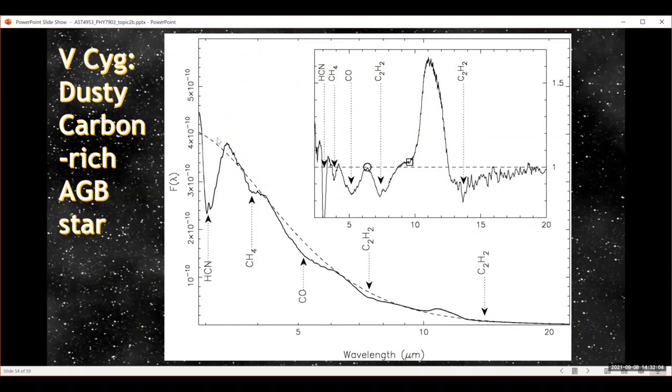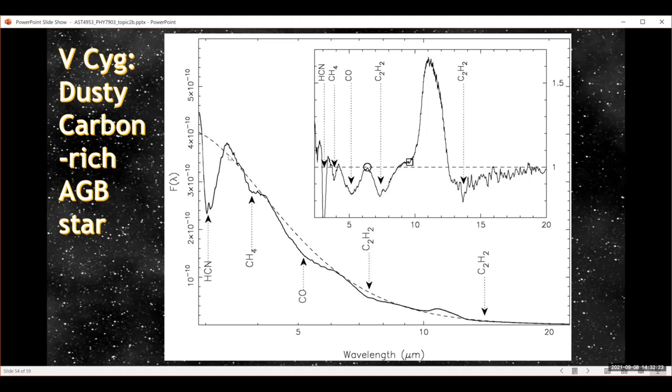This is a different type of object in space, and this part of the graph here, you can see this is a real observation of a star called V Cygnus. It's a dusty carbon star. So what we're seeing is actually a whole bunch of absorptions. You can see this is what we think the continuum would be like if we weren't seeing the absorptions that we see due to molecules.